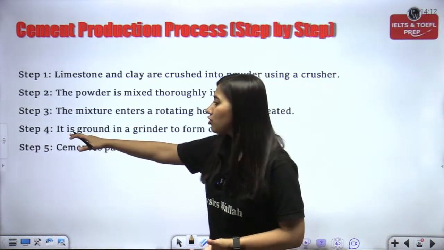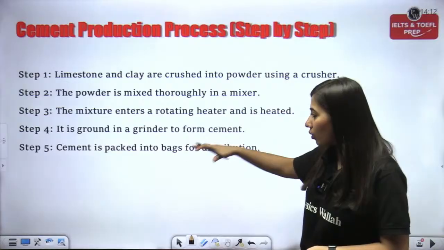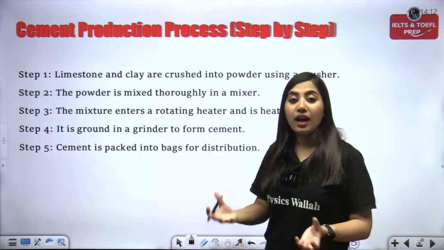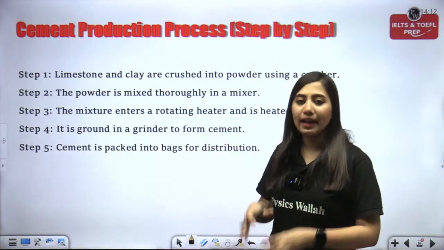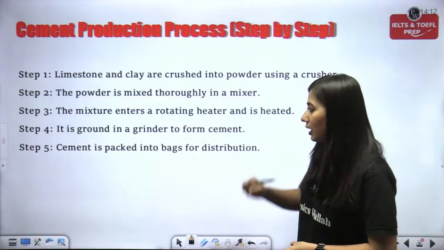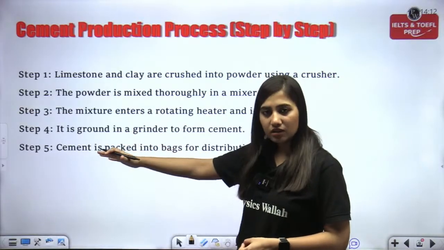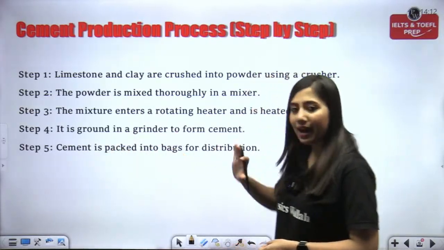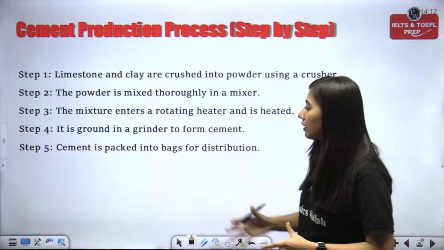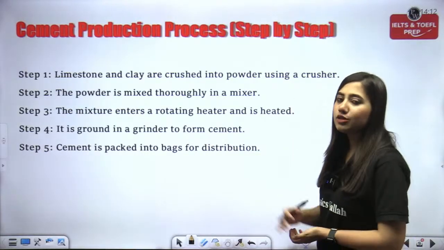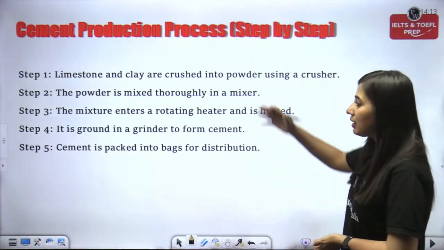And then step 4 says that it is ground in a grinder to form cement. Now, it's all put into the grinder to form cement. In step 5, the very last step, cement is now packed. We have got our cement now, which is packed into bags for distribution. That's what we see in this. Understood? So these are the 5 steps.